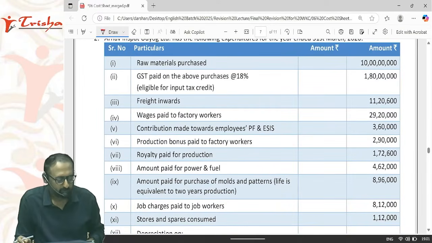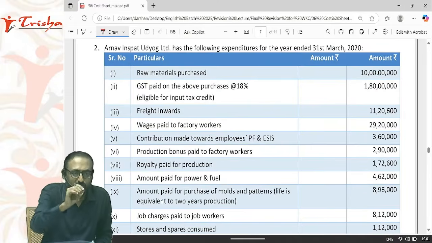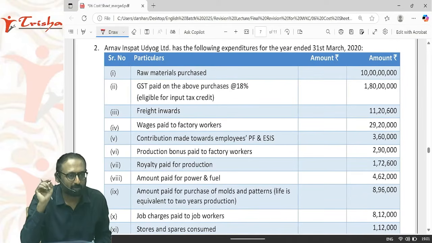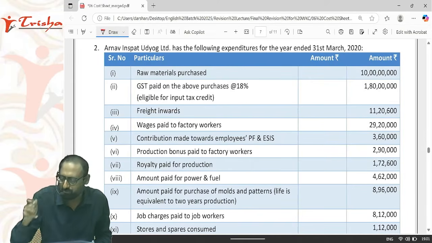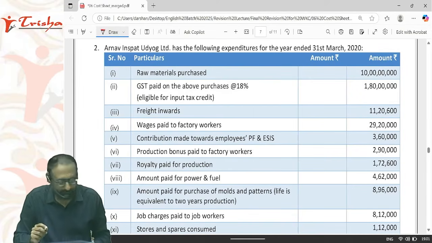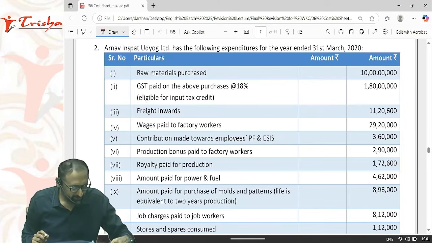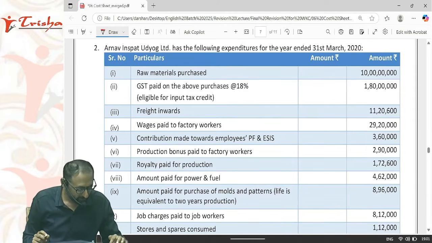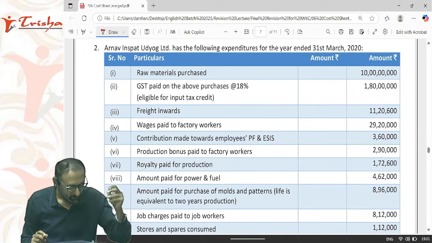Okay. We'll solve the biggest question of your cost sheet topic, module question. All adjustments will be covered in this question. Everybody please tell me immediately whether it is a factory overhead, an administration overhead, a selling overhead, or a distribution overhead. Start.